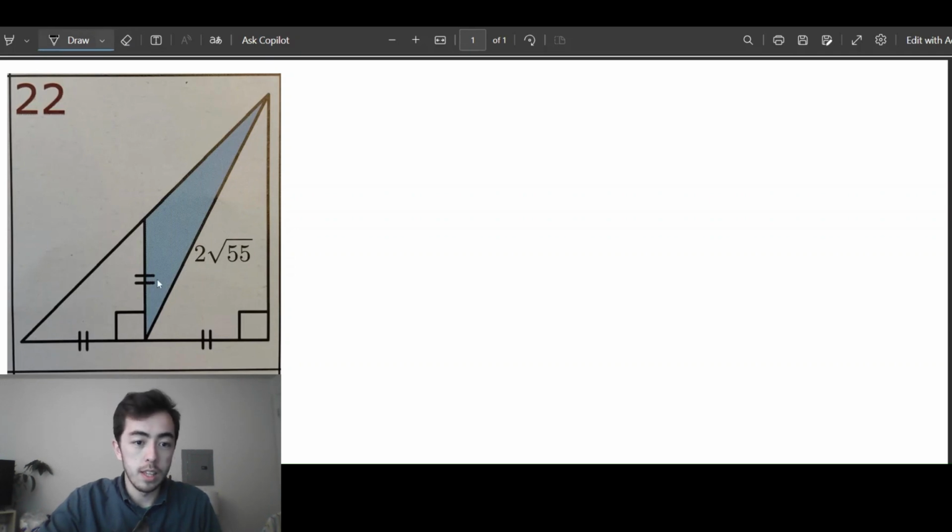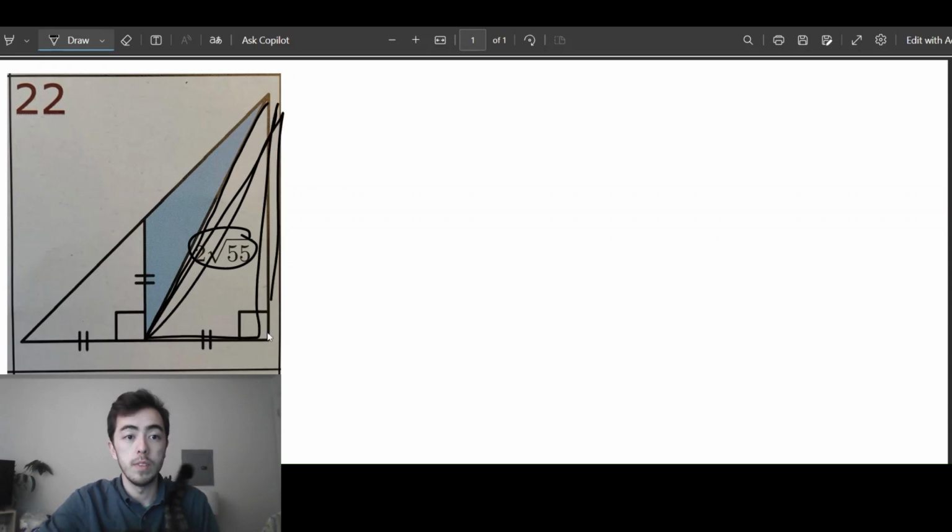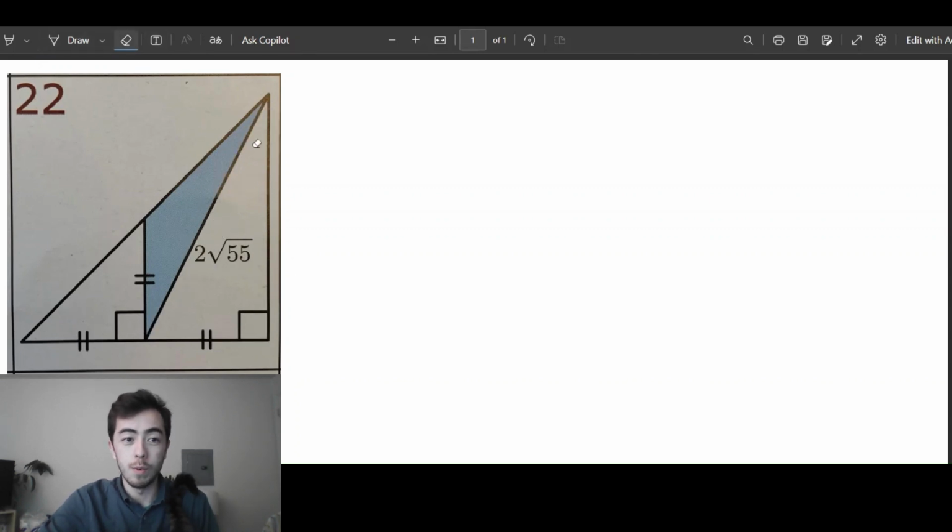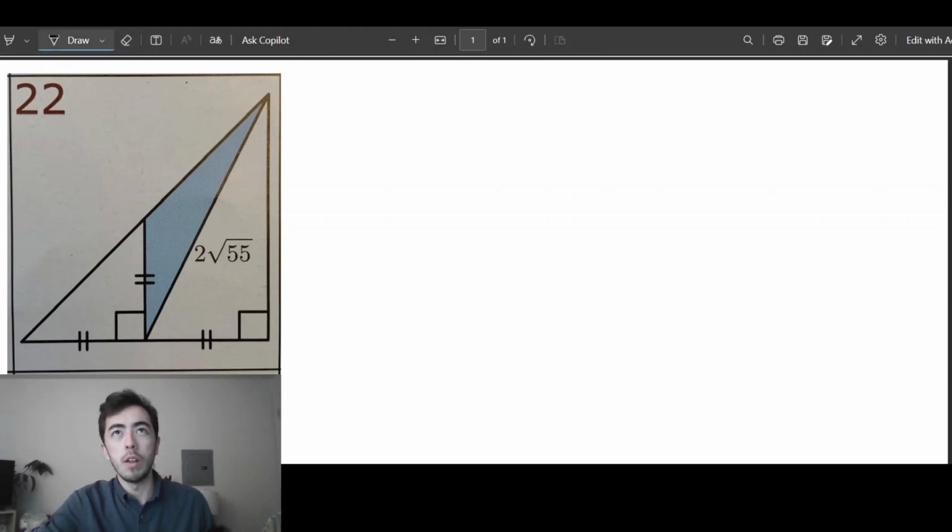We know that this length and that length are all the same length because of those double tick marks. And I think this 2 times the square root of 55 is the hypotenuse of this right triangle right here. And somehow, from that, we're able to find the area of the blue triangle. When finding the area of a triangle, I need to know its base and its height. There are other, more complicated formulas out there, but I think I can solve this with just finding the base and the height.